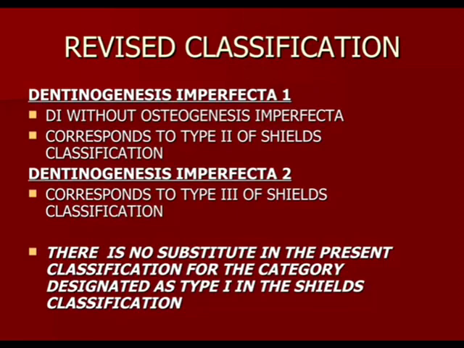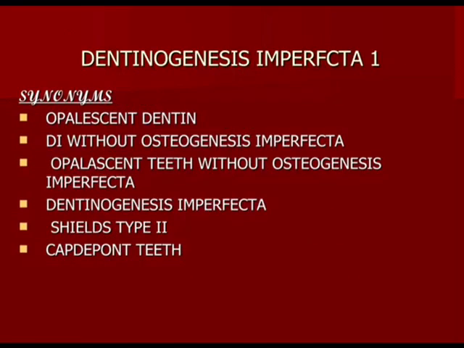Revised classification: Dentinogenesis imperfecta type 1, which corresponds to type 2 of Shields classification, which is without osteogenesis imperfecta. Dentinogenesis imperfecta type 2, which corresponds to type 3 of Shields classification. Dentinogenesis imperfecta type 1, also called opalescent dentin or dentinogenesis imperfecta without osteogenesis imperfecta, Shields type 2 or capnodont teeth.